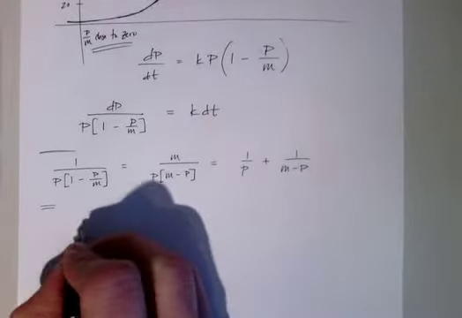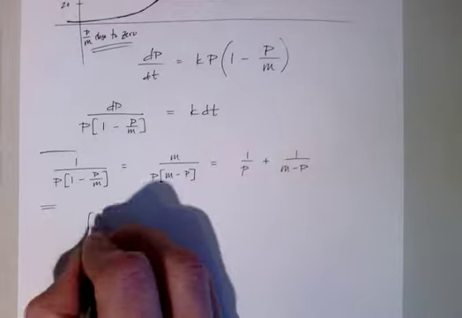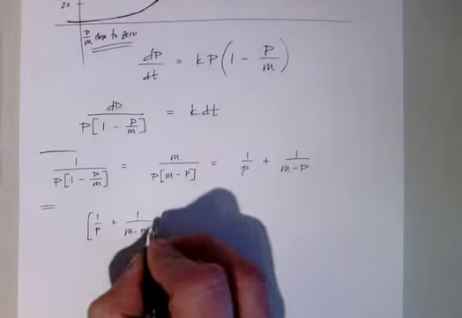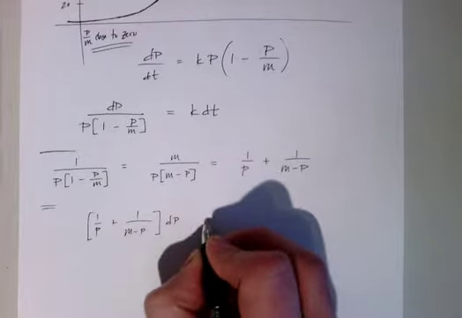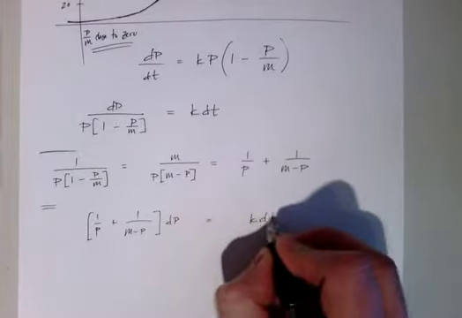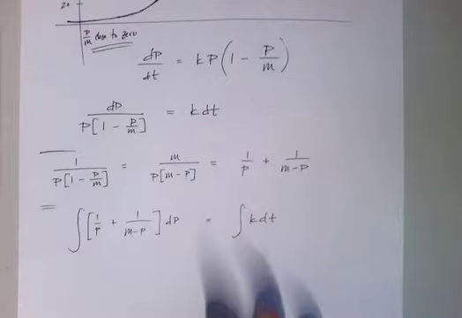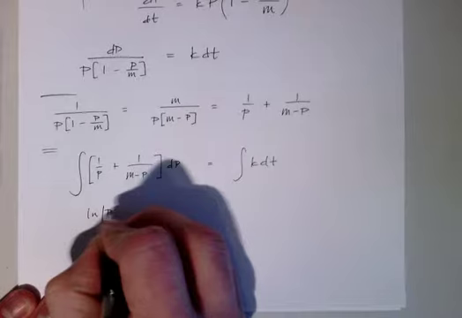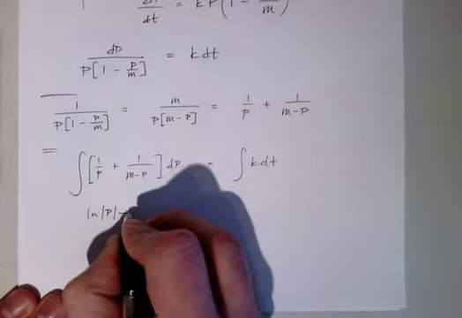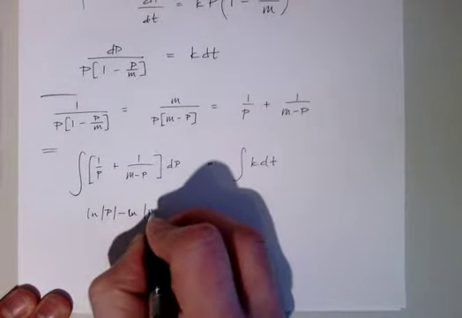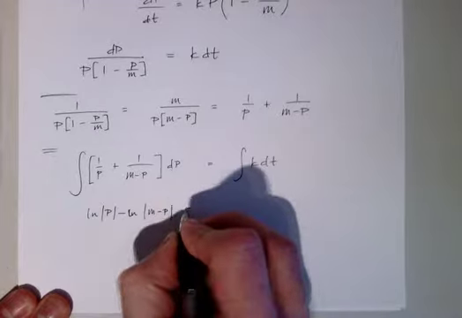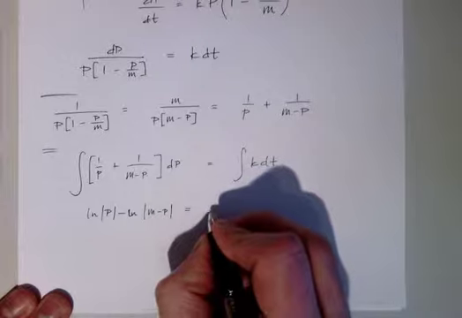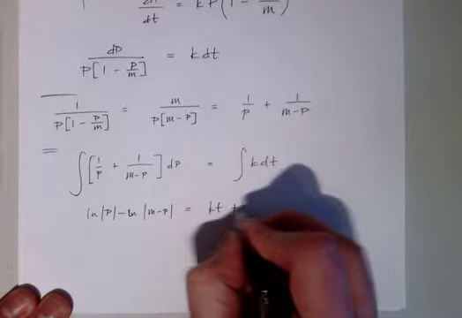Well, let's go ahead and rewrite that. That winds up being 1 over p plus 1 over (m minus p) dp is equal to k dt. Okay, well, let's integrate that. You're going to get the natural log of the absolute value of p minus the natural log of (m minus p), minus because it's negative p down here, right? And this is going to be kt plus c.